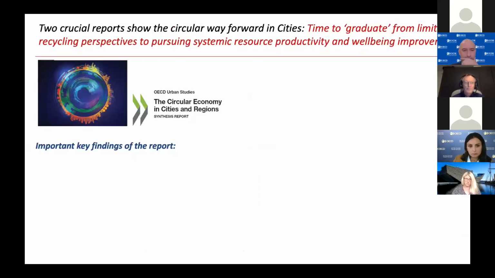To conclude, I want basically to conclude with two crucial reports which are showing the circular way forward in the cities. One is the OECD report. I think Oriana will talk about that more in detail later. It's pretty much clearly showing what are the problems.